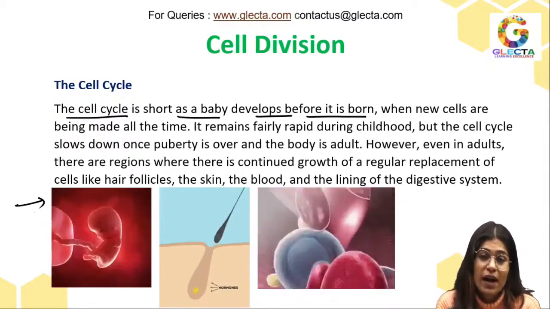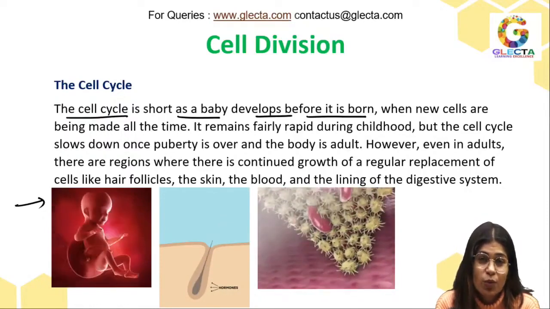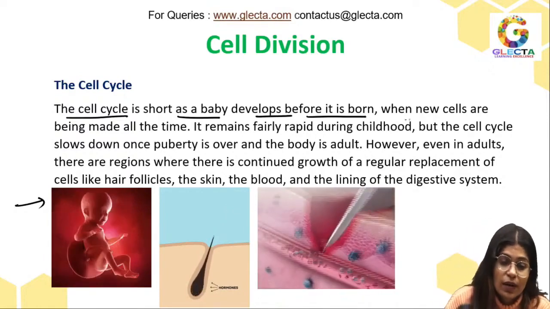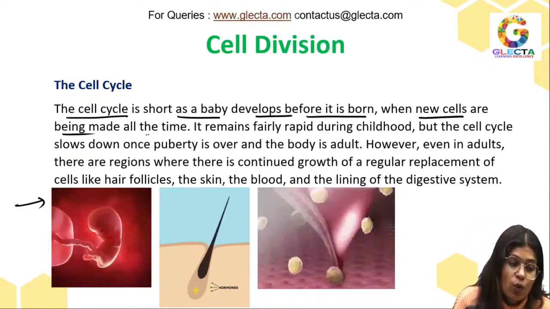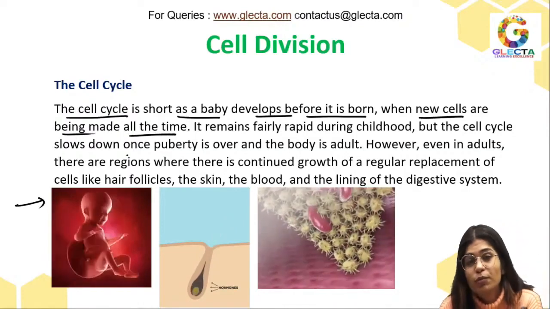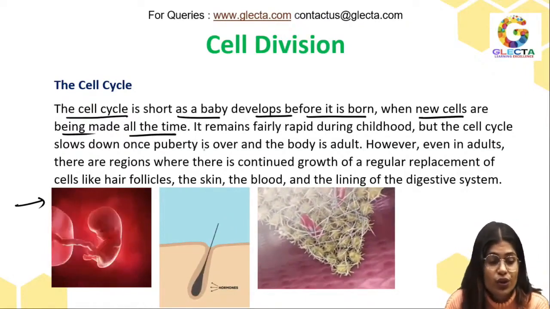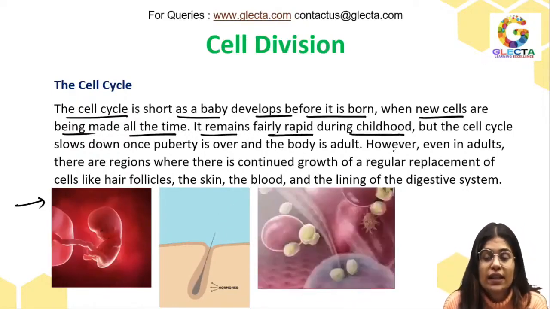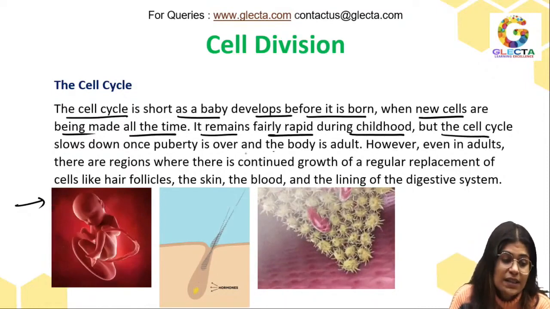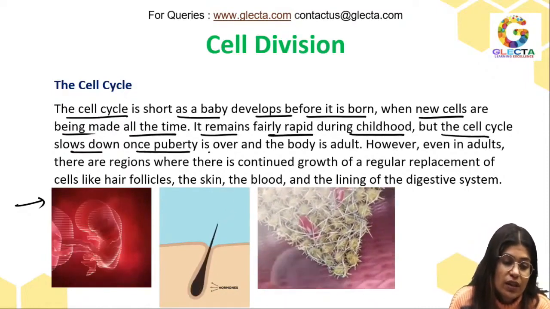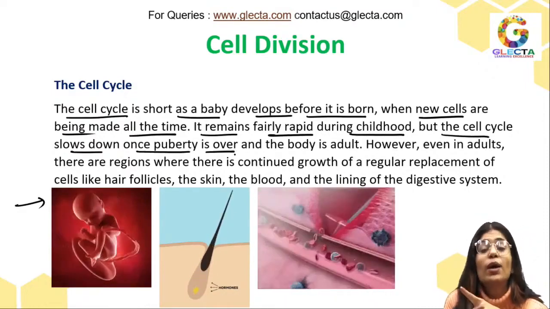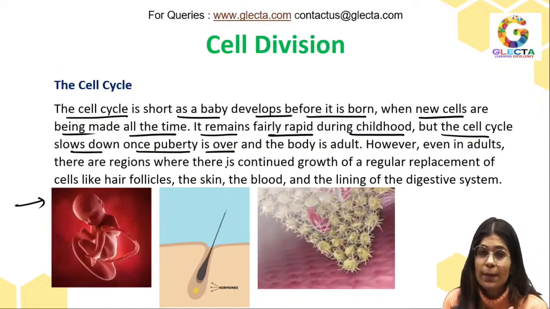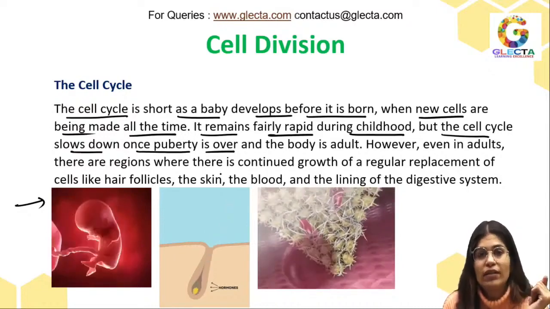Imagine the amount of mitosis taking place in the baby's body to make all those organs within nine months. When new cells are being made all the time, which means the baby has to be formed by repetitive mitosis, it remains fairly rapid during childhood because obviously the kid is developing in height, but the cell cycle slows down once puberty is over, which is exactly why we say that your height would only grow till the age of 19, maybe 20, but by that time you would just stop growing in height.